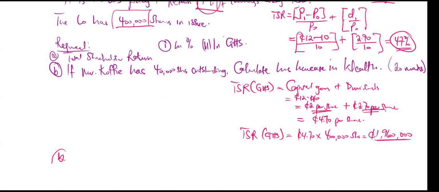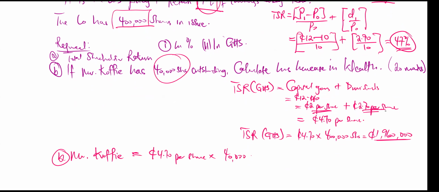Okay, B. Let's look at Mr. Kofi's wealth. We know that all shareholders' wealth is now 4 cedis, 70 pesos per share, right? But Mr. Kofi had how many shares? He bought 40,000. So Mr. Kofi's wealth should increase by how much? 188,000. So Mr. Kofi's wealth will increase by 188,000 out of the total 1,960,000, right? That means Mr. Kofi's wealth is also inside the total.